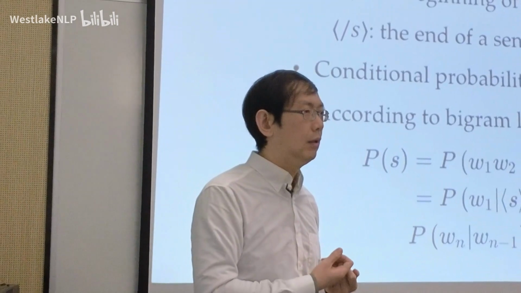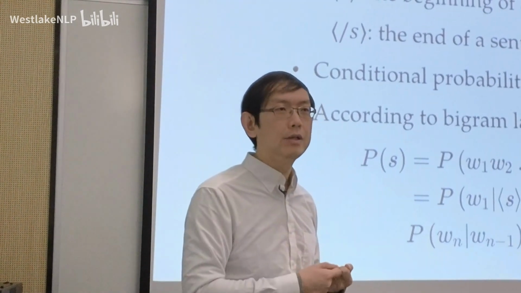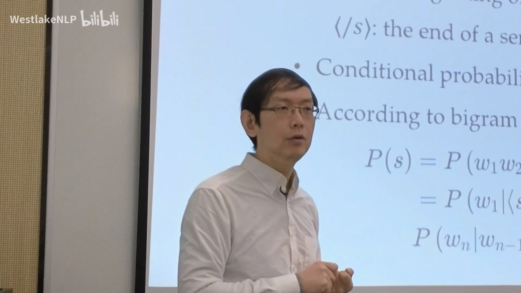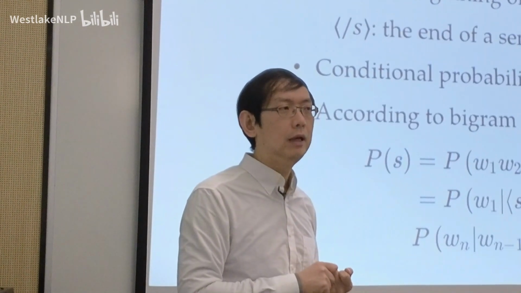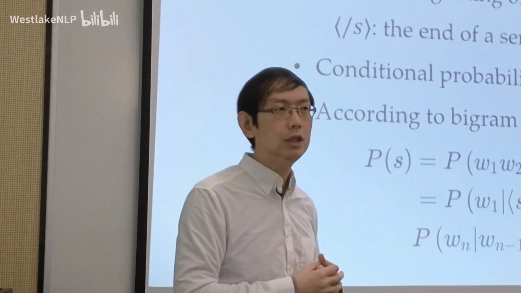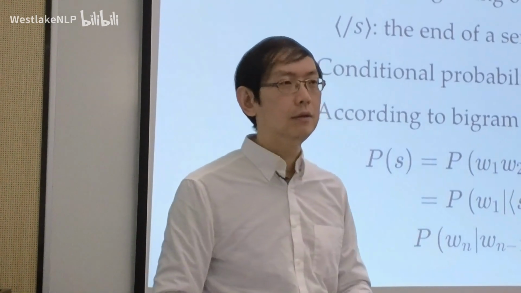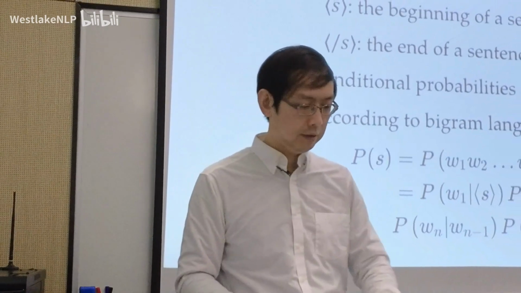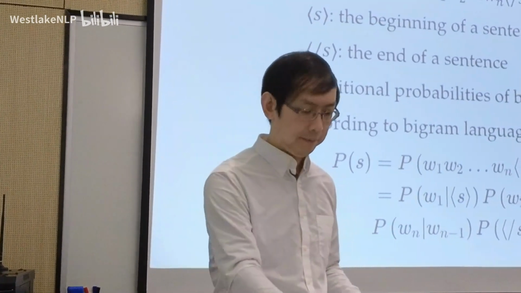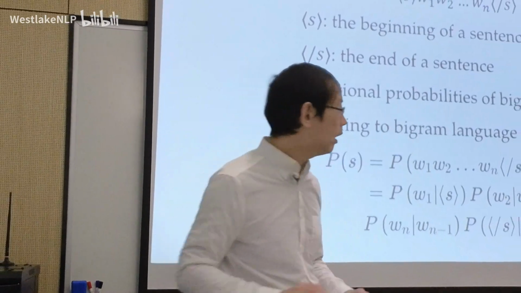So now you should ask a question. Hey, but why do you do that? How can you guarantee that this represents the probability of a sentence? How can you prove to us that this is the right way of doing it? Now, let me prove this to you.